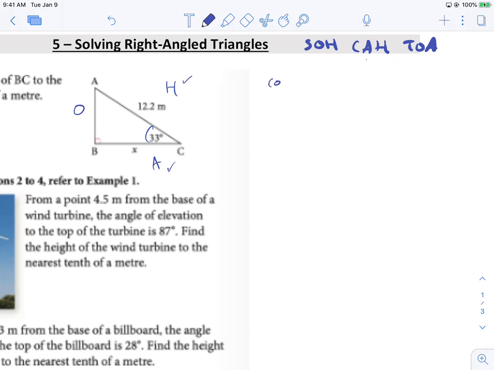So we're going to have cosine 33 equals our adjacent, which is x, divided by our hypotenuse, which is 12.2. Multiply that up, and we get 12.2 times cos 33. Remember, this is not an angle. We're not solving for an angle, we're solving for a side. So we're not going to hit our shift key, and we get that equals x. So x is going to equal 10.23.